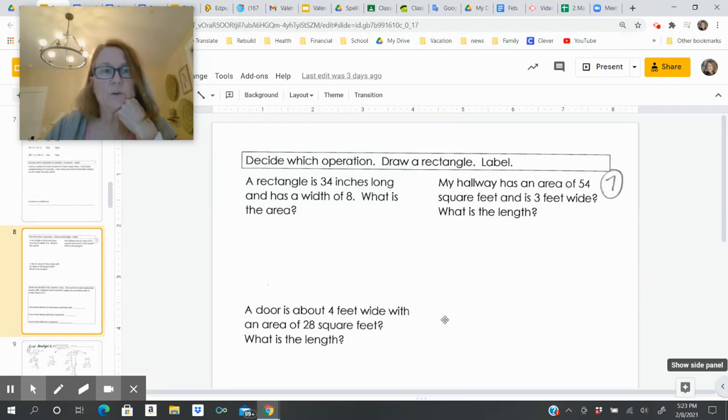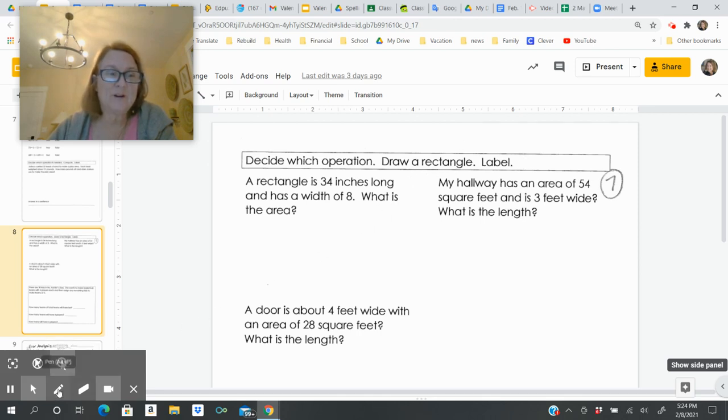Hi, boys and girls. So here is another Ed Puzzle that you're going to do on page 7. You're going to use page 7 to work on, but then you're going to be entering some answers as we go. So do the work along and see if you can get the answers right. Okay, the first one. It says you have to decide which operation, and you're going to draw a rectangle and label. So these are all going to be area problems.